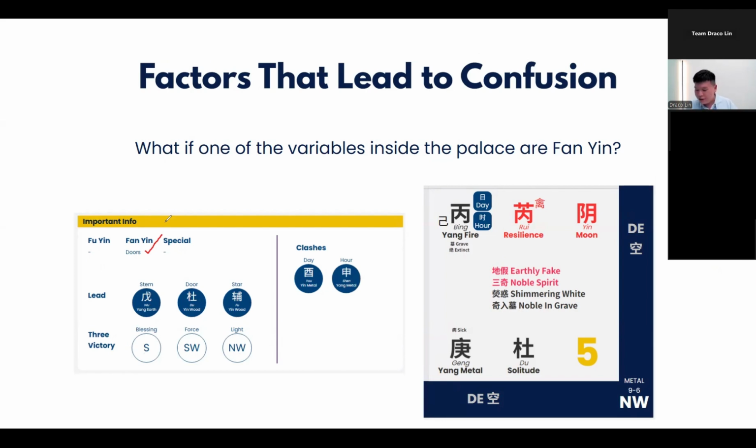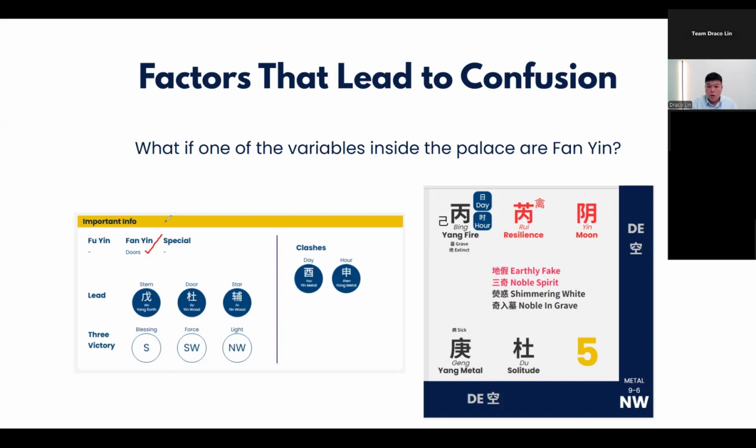I really like his question, because that's something I wish you guys to have a thinking cap on. What if it's just only one that is Fu Yin and the rest are not? What does it mean? These are also confusion. Does it classify this still into Fu Yin, or should I take this chart as Fu Yin, or should I just take the doors in this chart as Fu Yin? What's the real answer? We also have to understand that this is part of the factors that lead to confusion.